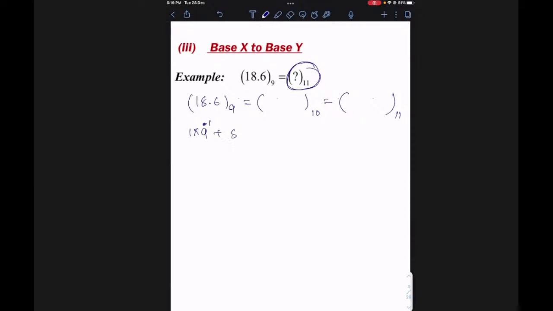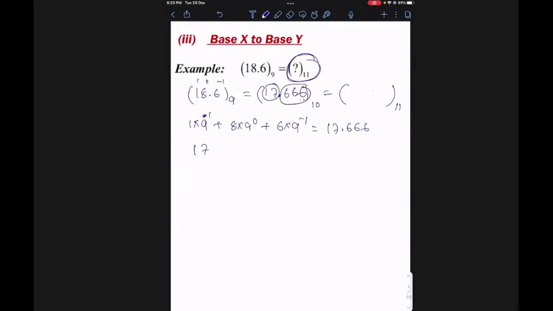Plus 8 into 9 power 0 plus 6 into 9 power minus 1, right? So this is 9 power 0, 9 power 1, 9 power minus 1. If you find it out, this number is coming 17.666. Okay, so this you got. Then because you need its base 11 equivalent, the integer part 17 has to be divided repeatedly by 11. And this 6 is the fractional part, you have to multiply with 11 continuously.